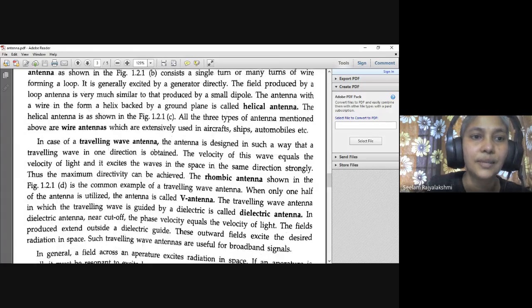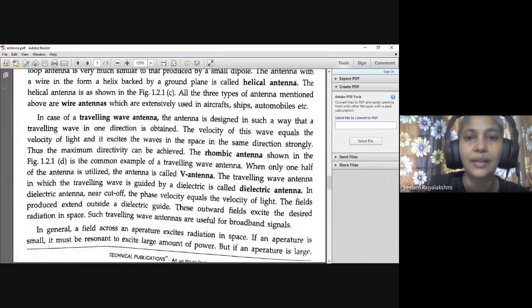Now we will see the traveling wave antenna. It is designed in such a way that a traveling wave in one direction is obtained. The velocity of this wave equals the velocity of light, and it excites the waves in the space in the same direction strongly. Thus, the maximum directivity can be achieved.